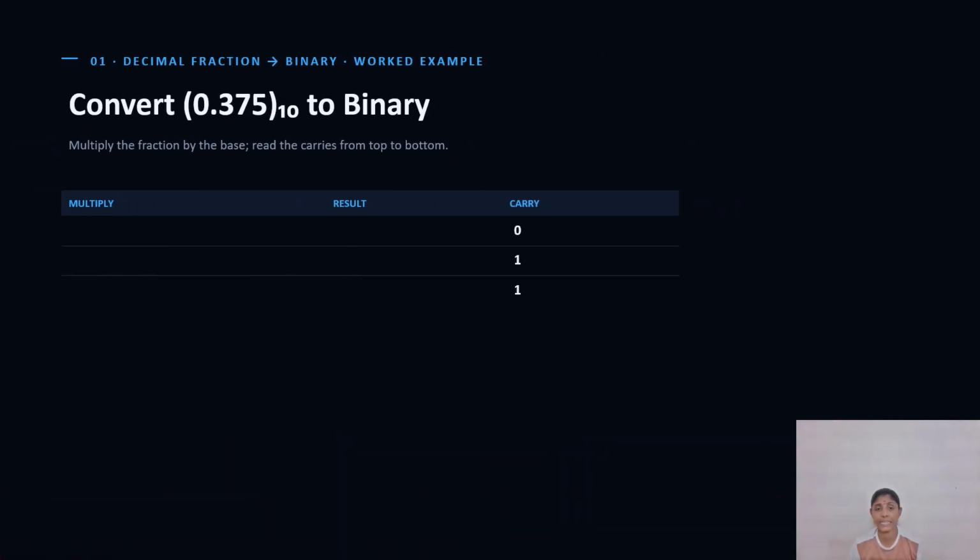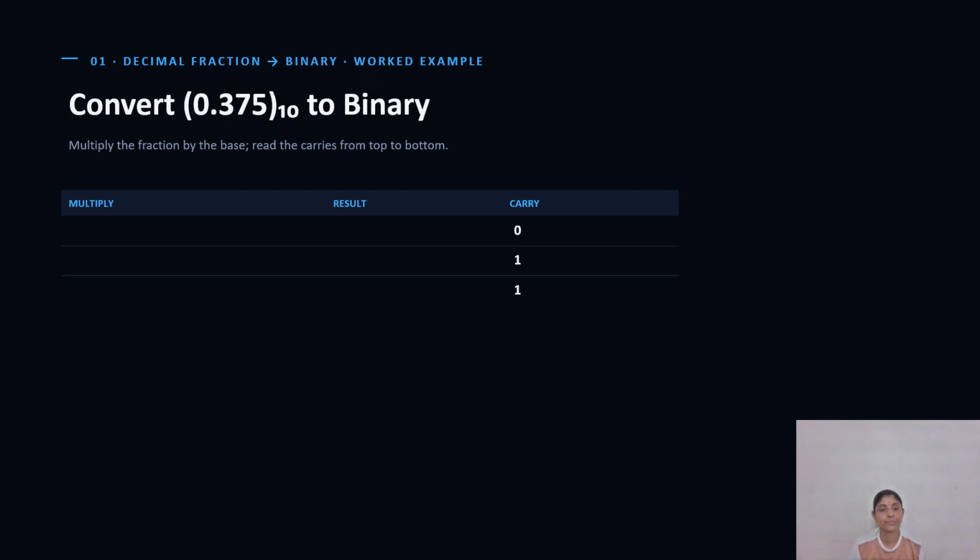Right? In the next example, we will see how to work with fractional representation. What is a fractional representation? It is a decimal point representation. So convert 0.375 base 10 to binary. I gave you the notion earlier itself, right? What is the notion I told?